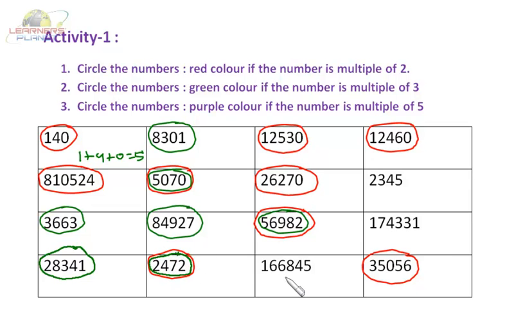Okay, now let's take this number and add up all the digits. 1 plus 6, 7. 7 plus 6, 13. 13 plus 8, 21. 21 plus 4, 25. 25 plus 5, 30. That means it is divisible by 3, since 30 is divisible by 3. So let's circle it.